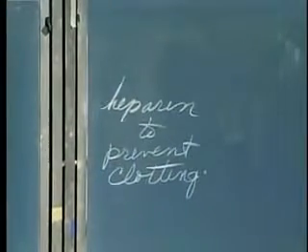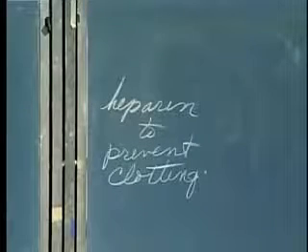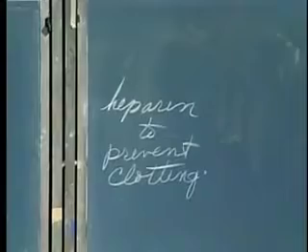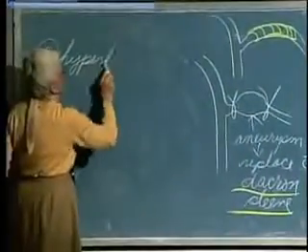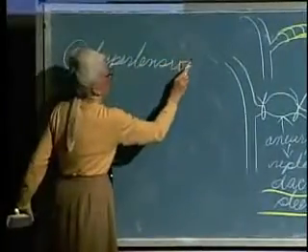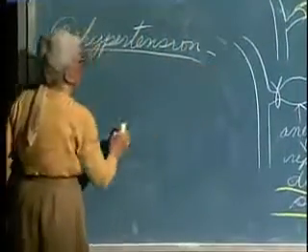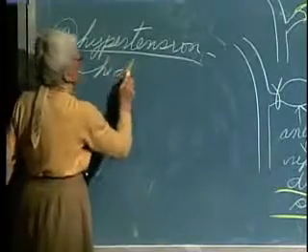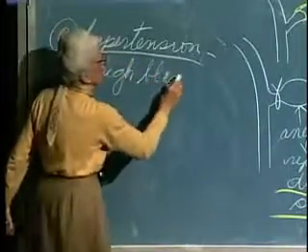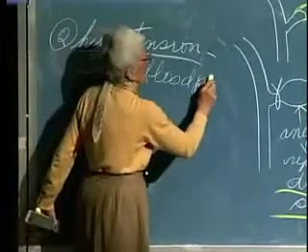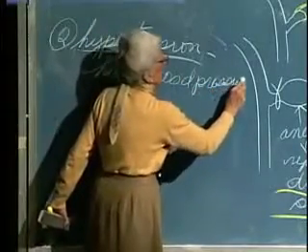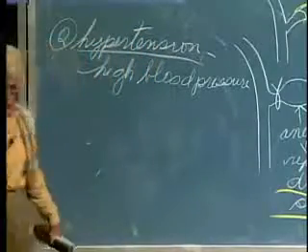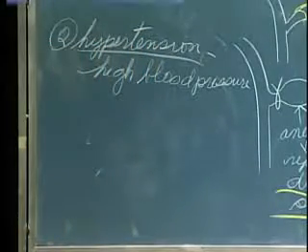Now another disorder with the vascular system will be hypertension, which, as you know, is high blood pressure. Reportedly, 1 out of 5 adults in America have hypertension.